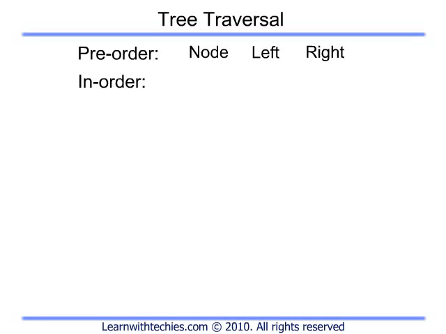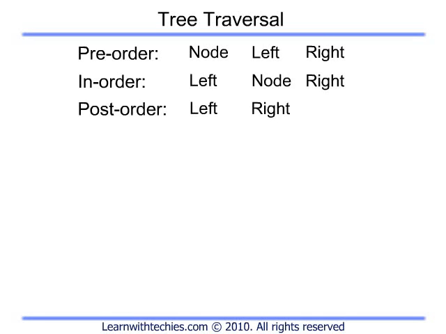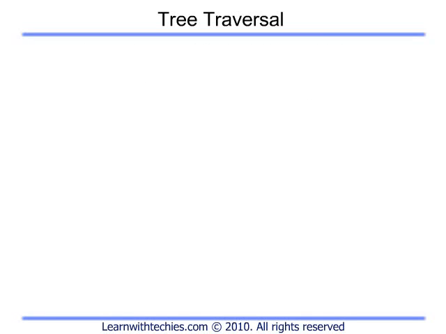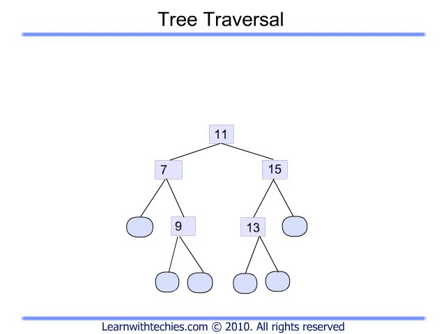respectively. In order traversal, the left subtree is traversed first, then root of the tree and finally right subtree. In post-order traversal, the left subtree is traversed first, then right subtree and then root of the tree is visited. Let's see each using a sample example.